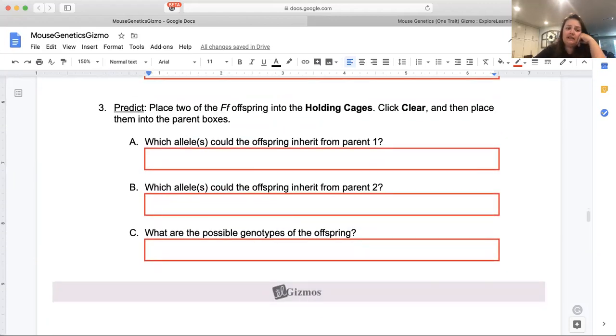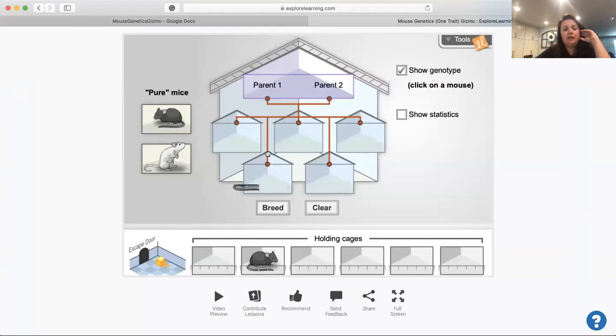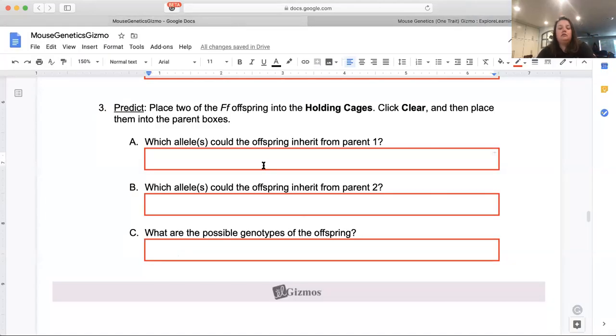Number 3 says predict. Place 2 of the capital F, lowercase f offspring into the holding cages. Click clear and then place them into the parent boxes. So we're going to look at which alleles could the offspring inherit from parent 1, which alleles could the offspring inherit from parent 2, and what are the possible genotypes. So we're going to put 2 of these down into the holding cage, clear, and we're going to put them back up here. So the alleles they could get from parent 1 are capital F and lowercase f.